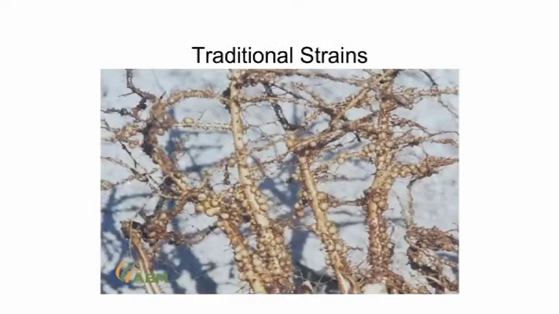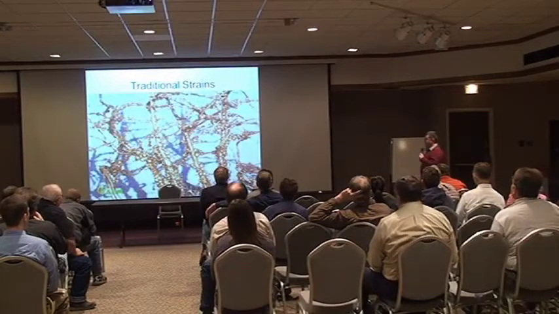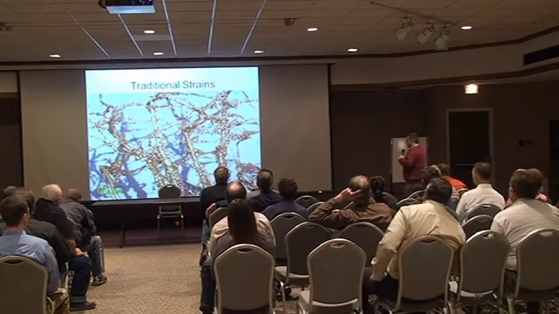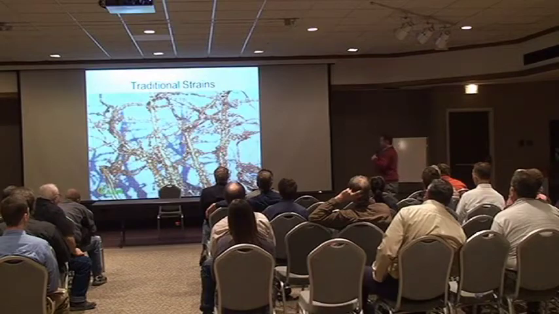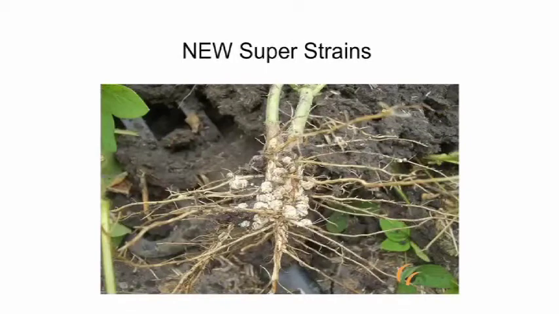Now, if I put this up here and go back to our Agronomy 101 days, everyone would agree with me this is probably excellent nodulation. And this concept is absolutely false today. This is considered very parasitic and inefficient when we look at today's current inoculant strains. So this would be the new super strains that are in the marketplace today, and there's actually a physical difference when you look at the nodule itself.